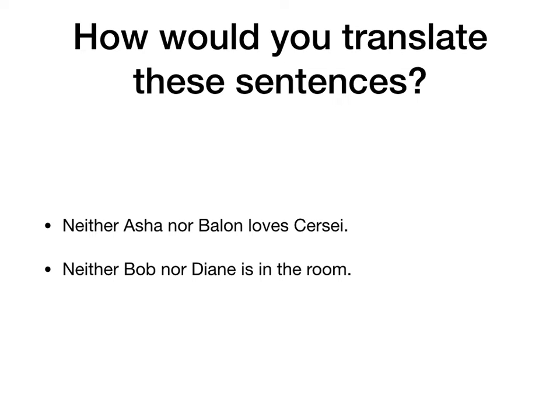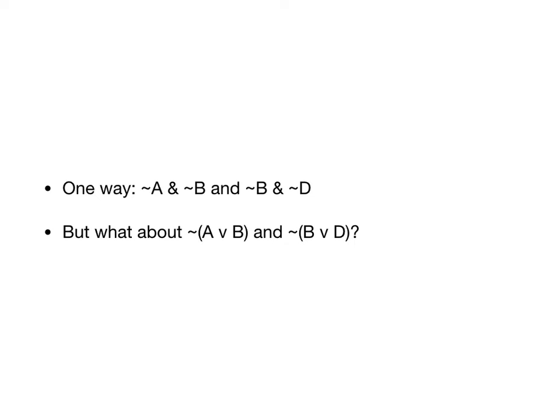Neither Asha nor Balon love Cersei. Neither Bob nor Diane is in the room. Now, one way you might do this is not A and not B, and, for the Bob and Diane one, not B and not D. But another way you might think of doing this is what about not symbol parentheses A or B and not symbol B or D. Wouldn't that be another way to translate this, right?